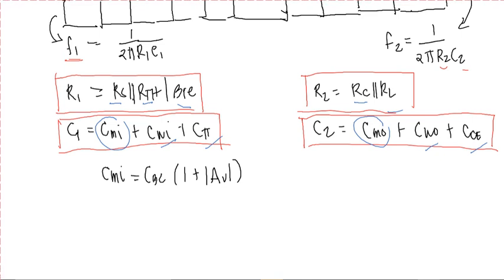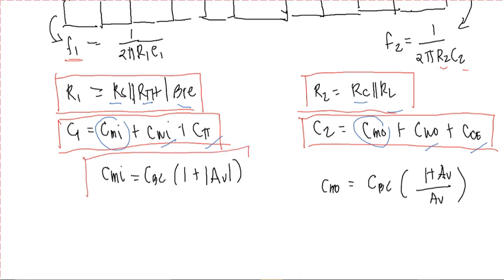Next, for your CMO, for the output, it is still dependent on the values of our CBC or CMU. So this is equal to CBC multiplied by 1 plus gain, all over gain. Take note of the three formulas. We are going to show this through an example.